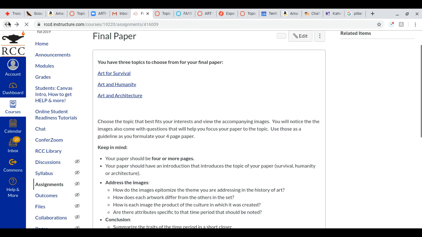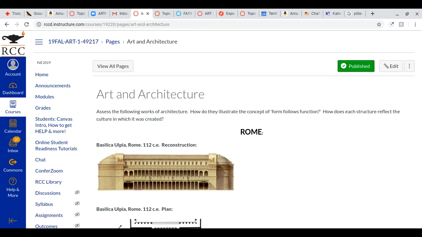And then your last image, if you're interested in architecture, has 3 buildings to discuss, but I give you 2 views of each building. So it feels like more images, but it's not. How do they illustrate the concept of form follows function? So how does the form of the building follow how it was used, what its function was?